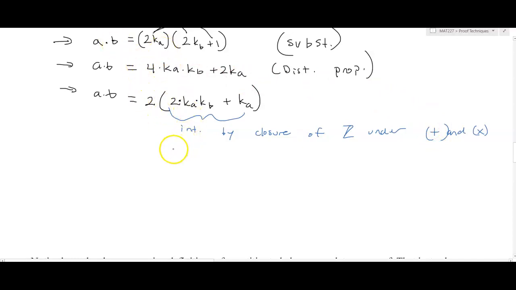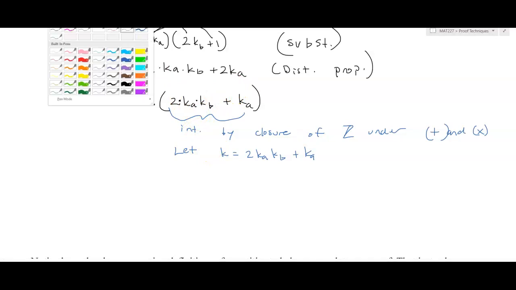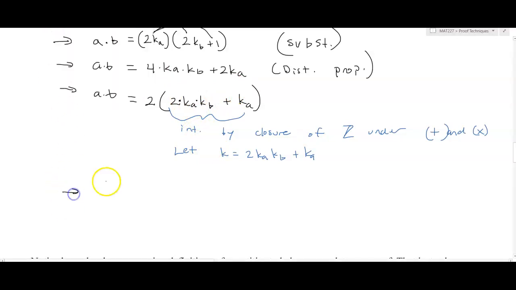Great, so I'll make a statement like this just to make it totally clear. K equals 2KaKb plus Ka. You don't have to do this. You could stop at this point and say, well, A times B is clearly 2 times some integer, and therefore A times B is even. But there's just something pretty about writing it as close to the definition as you can. So A times B equals 2 times this whole mess right here, which we just said was K. And then that says A times B is even by definition.